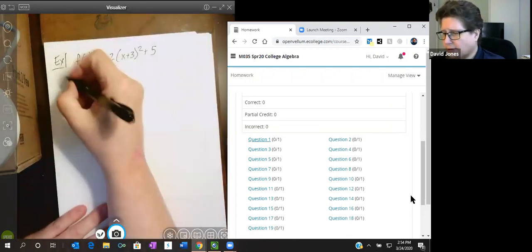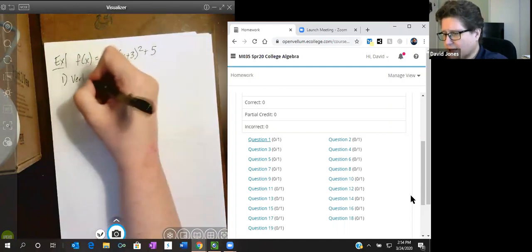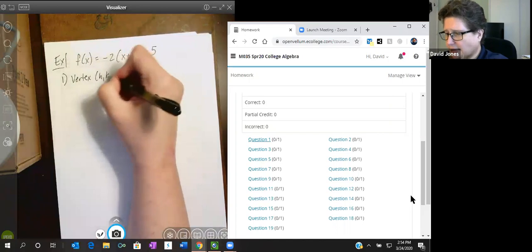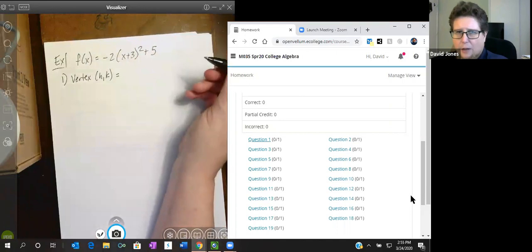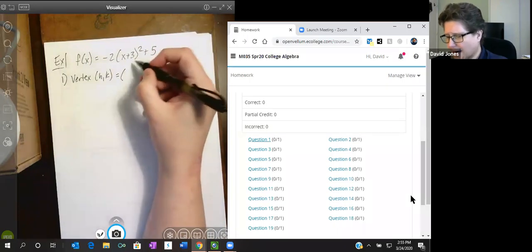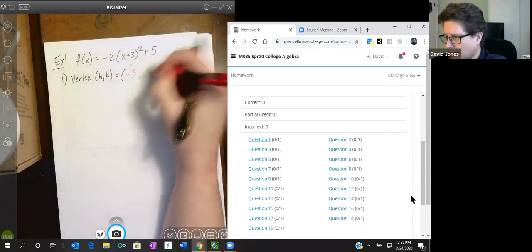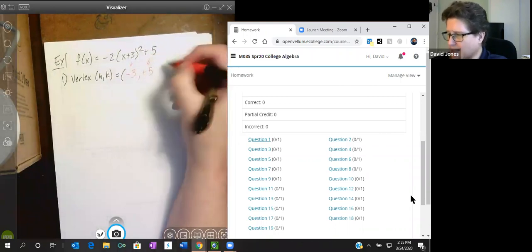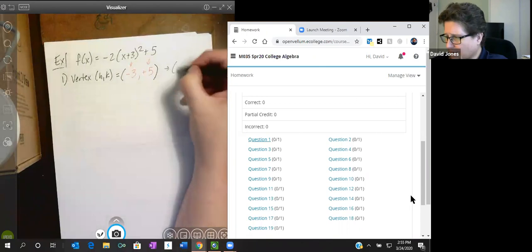Step 1. Find the vertex. The vertex is at h, k. And I'll pause, give you a second to think about what it is. If you can look back at what we did before. Recall, h is the opposite sign of what's inside the parentheses, and k is the same sign as what's outside the parentheses. So I've got -3, 5.